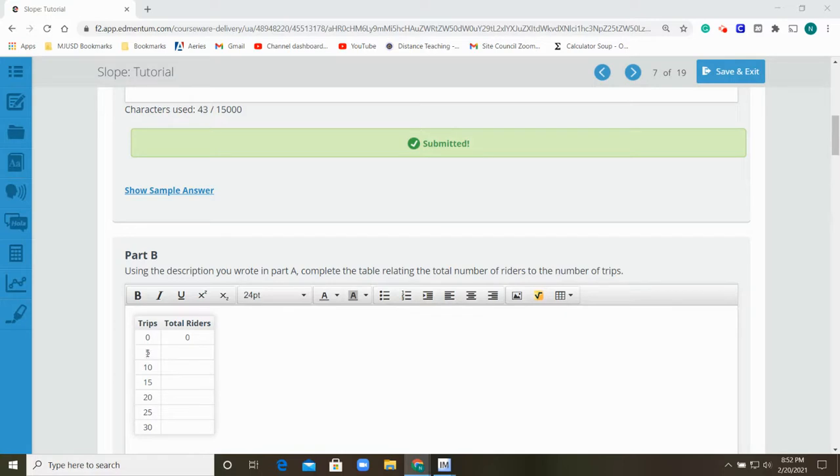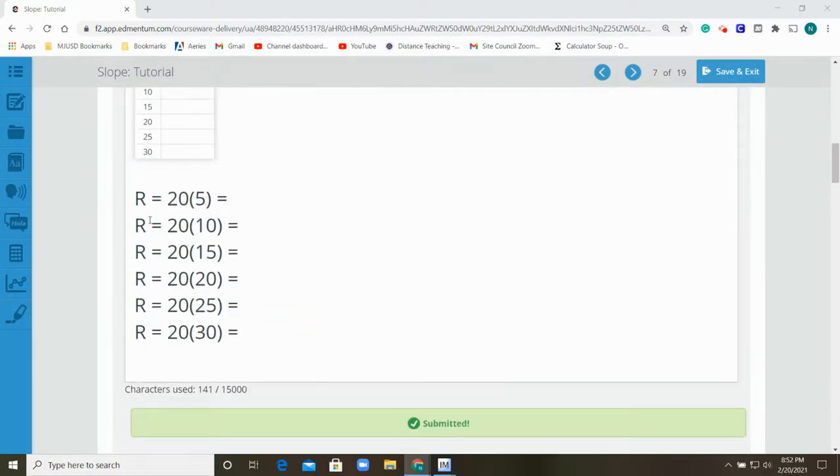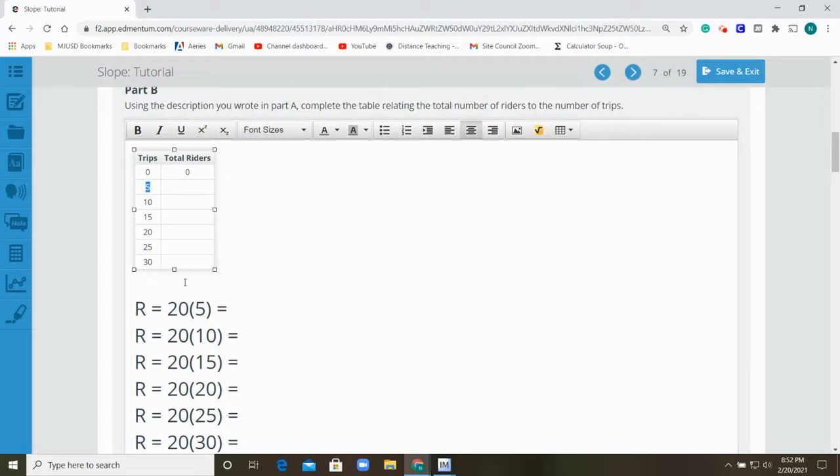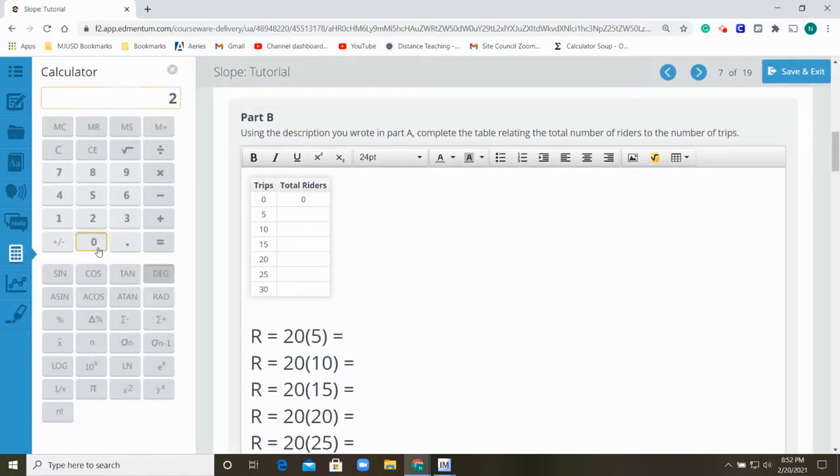So 5 goes into the machine. The machine in this case is R equals 20 times 5. Here's the 5. That's the number of trips. So you use your calculator. You say 20 times 5 equals 100.